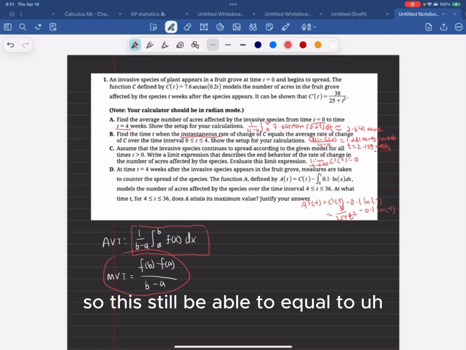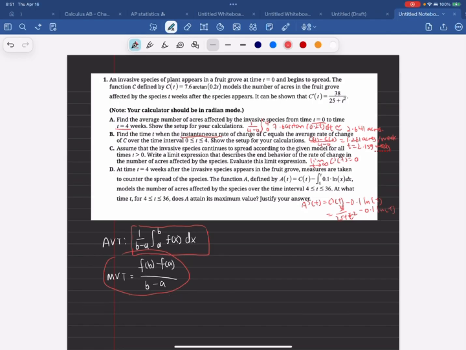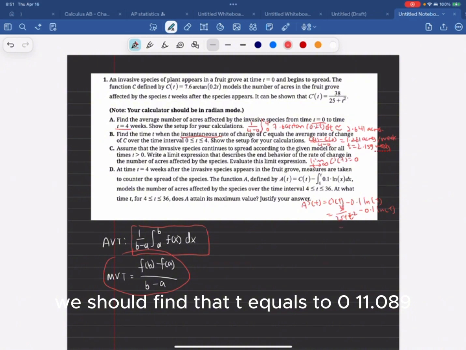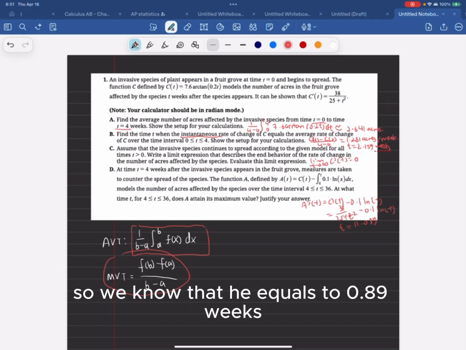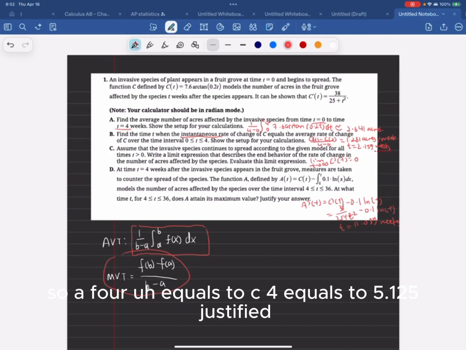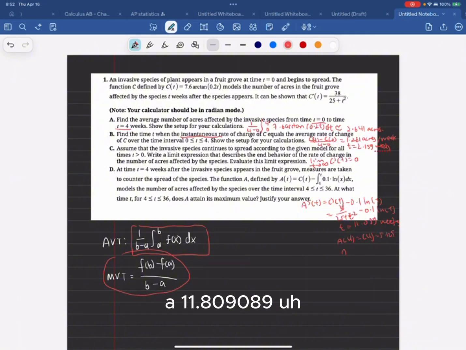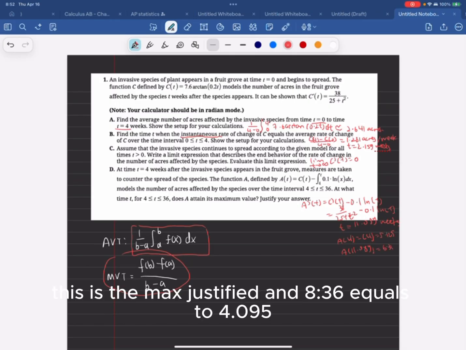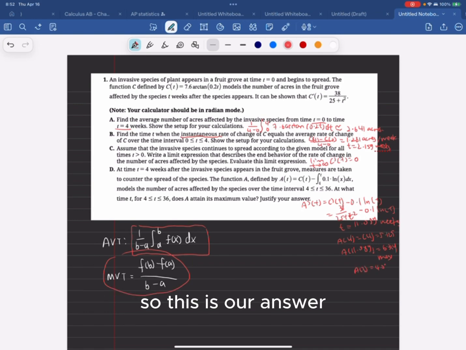Setting this equal to 0, we should find that t equals 11.089 weeks, and that's our answer. For justification, we can say A(4) equals C(4) equals 5.125. A(11.089) equals 6.314, this is the max, it's justified. And A(36) equals 4.095. So this is our answer.